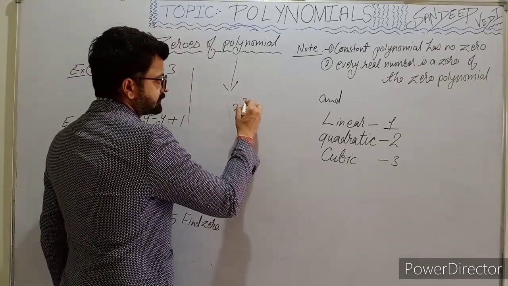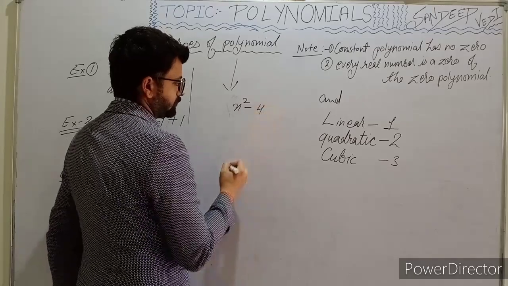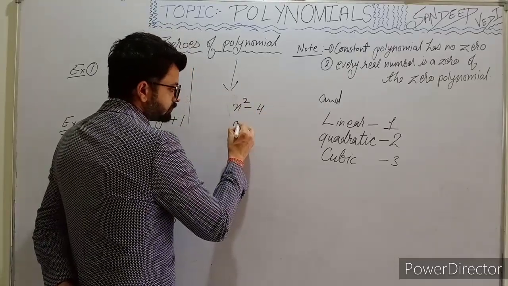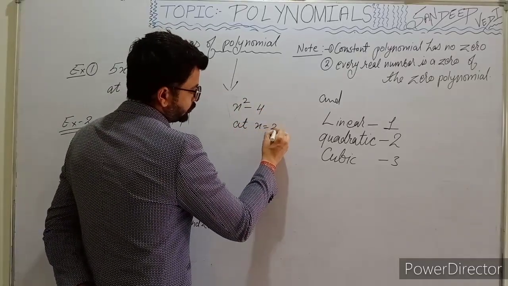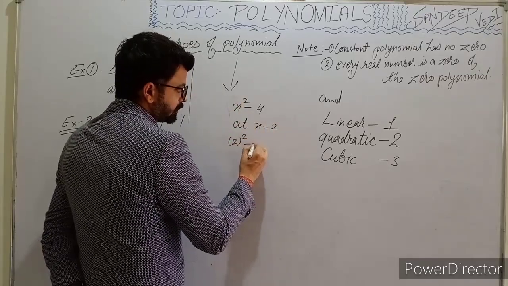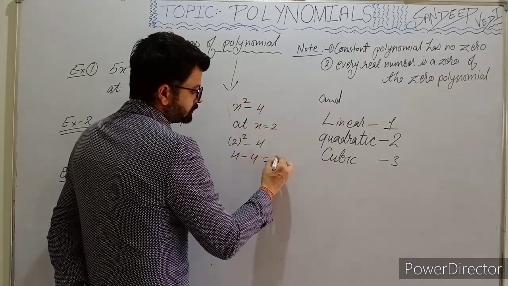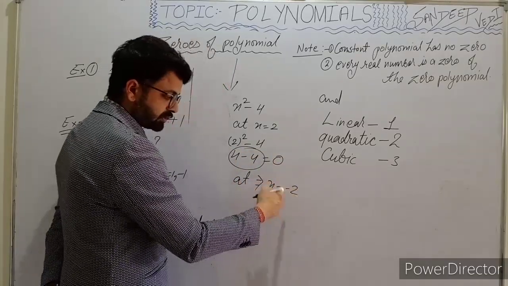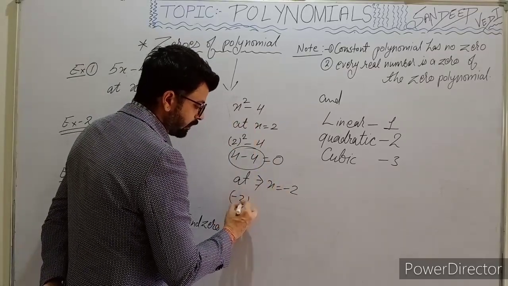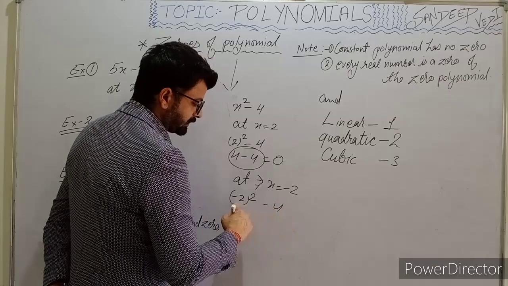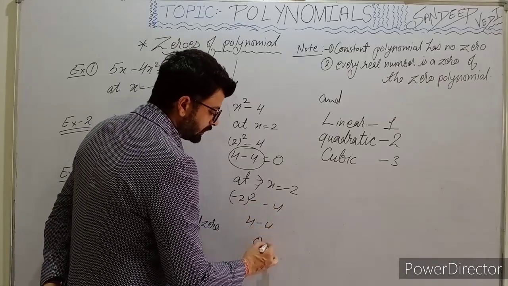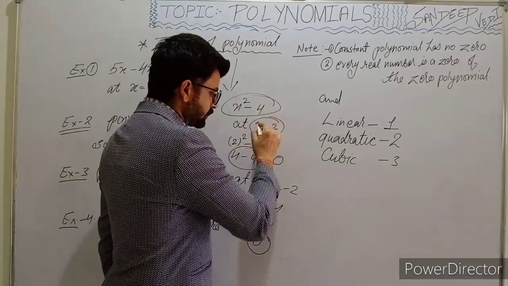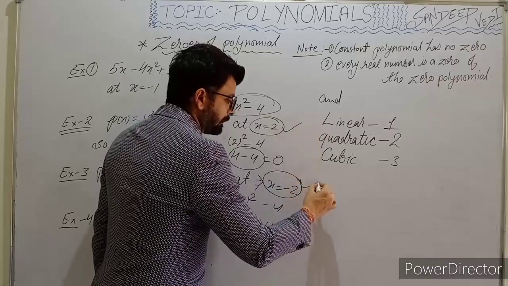Suppose I am writing here x square minus 4. What should I place at the place of x to make the whole thing 0? At x equal to 2: 2 square minus 4, so 4 minus 4, it becomes 0. And I can place x equal to minus 2 also. If I place minus 2, minus 2 whole square is 4 only, 4 minus 4 is 0. It means this polynomial has two zeros: one is x equal to 2 and another is x equal to minus 2.